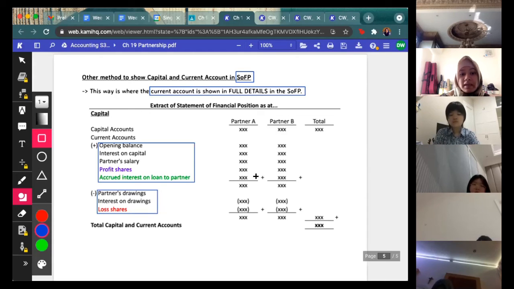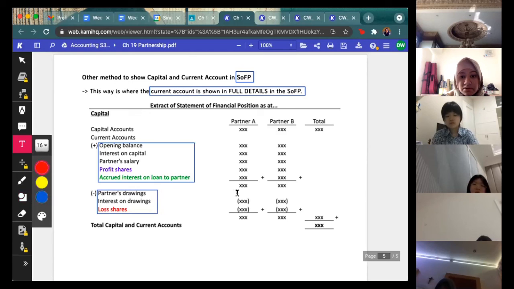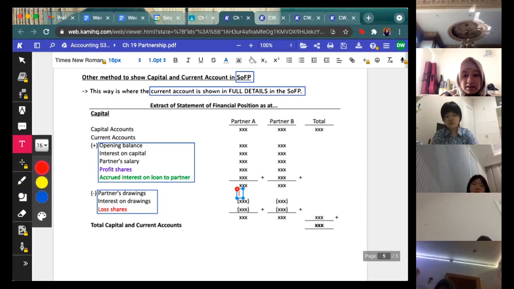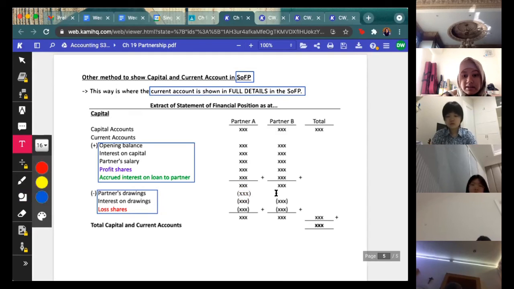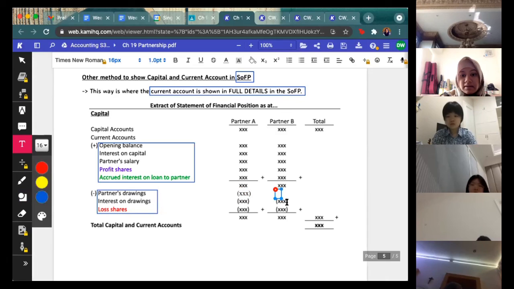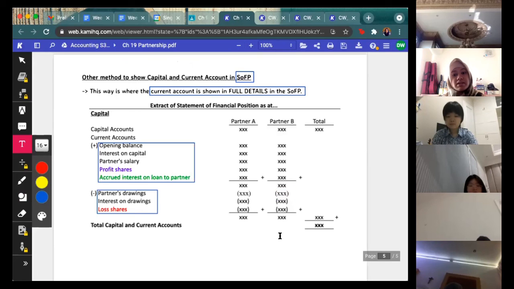Oh, I missed one here. It's supposed to be partners' drawings, XXX over here. Apologies. So drawings is one of the decreasing items.